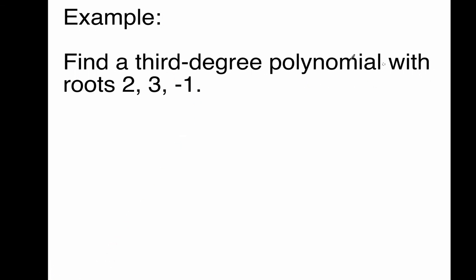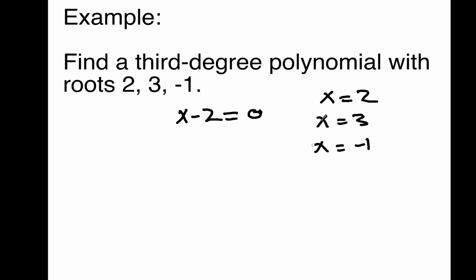Okay, so if we were going to find a third degree polynomial with roots at 2, 3, and -1, that would mean x equals 2, x equals 3, and x equals -1 are the roots. Well, if you subtract 2 from both sides, you get x minus 2 equals 0. If you subtract 3 from both sides of the second equation, you get x minus 3 equals 0. And if you add 1 to both sides of this last equation, you get x plus 1 equals 0. So these three things are true. And these are factors of that third degree polynomial equation.